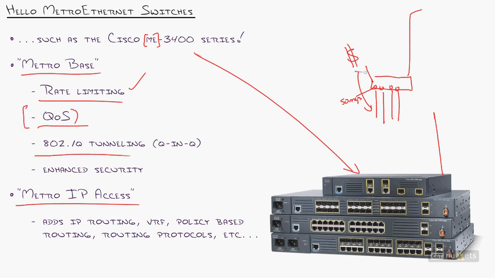Q-in-Q tunneling, allowing customers to do the Metro Ethernet where they can connect into, here's customer A connecting into that switch. Well, you can actually tunnel their VLANs that are coming through essentially the outside VLAN of the carrier. Enhanced security, meaning we want to block off the ability to see things like Cisco Discovery Protocol packets or LLDP or spanning tree, where a customer could goof us up.